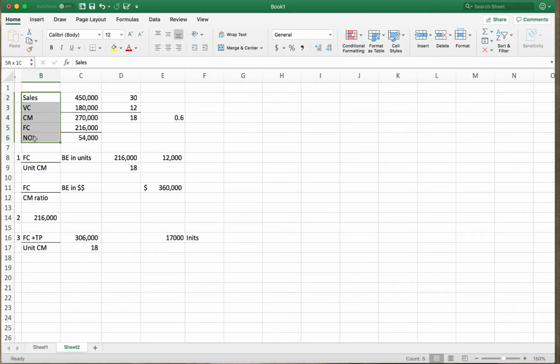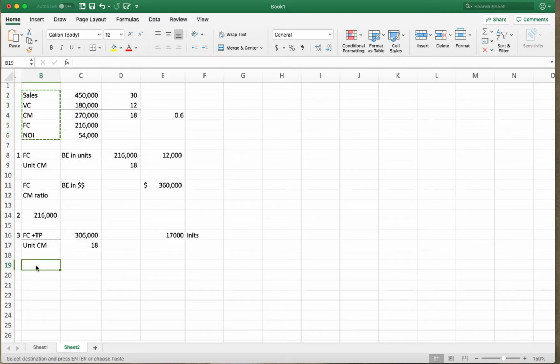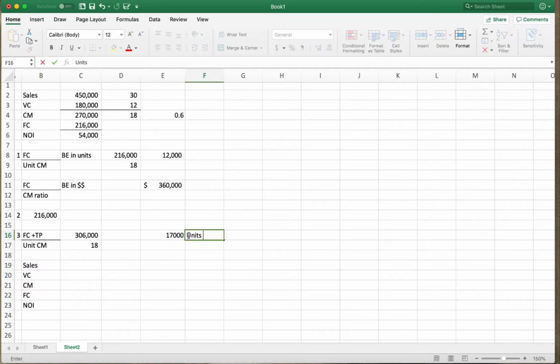The next thing they want us to do is to prepare that contribution formatted income statement. We already know what the structure of it is, right? Sales less variable cost equals the contribution margin minus fixed costs gives us net operating income. Okay, so what they're telling us is, hey, by the way, we want you to prove that that little calculation of 17,000 units really gives us a net profit of $90,000.